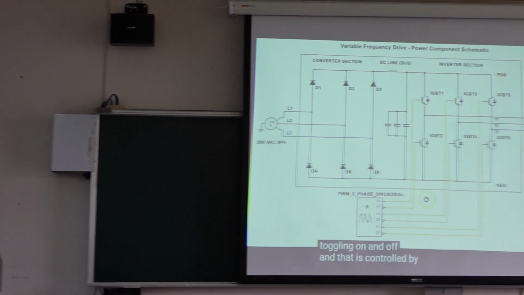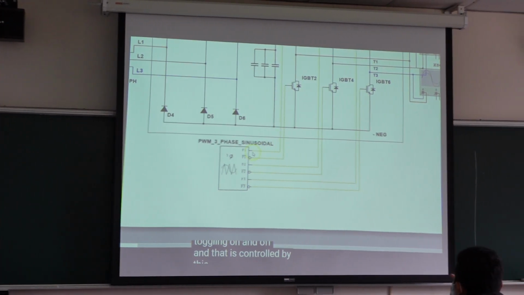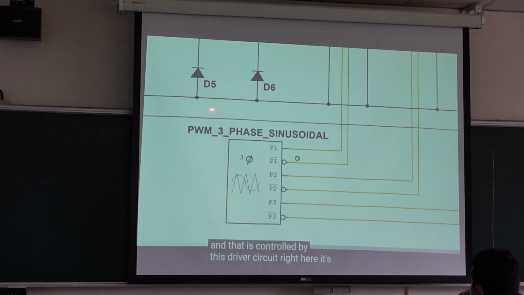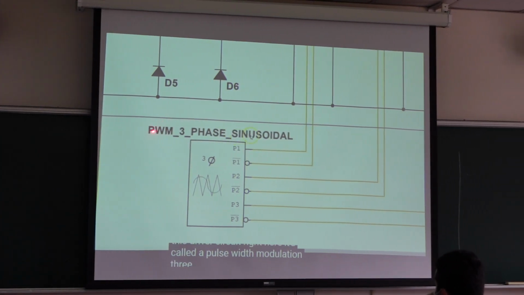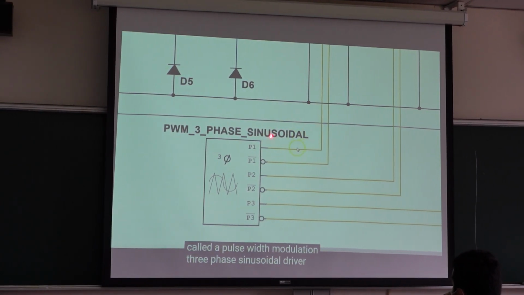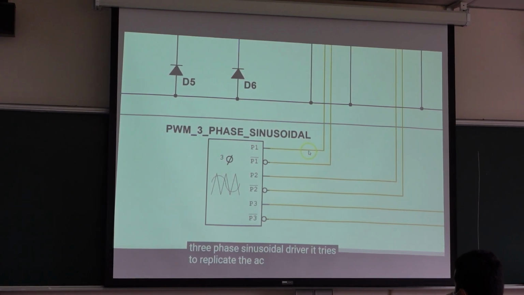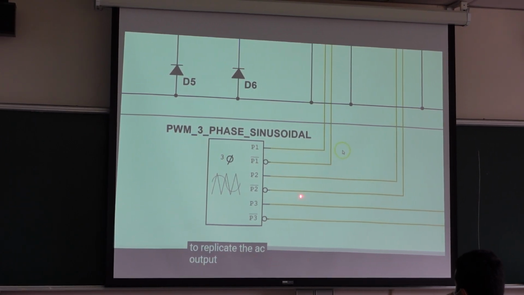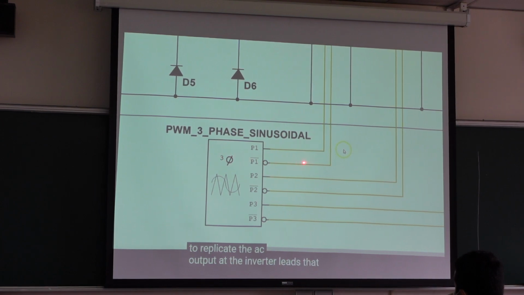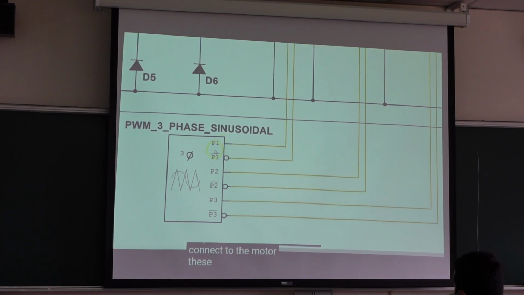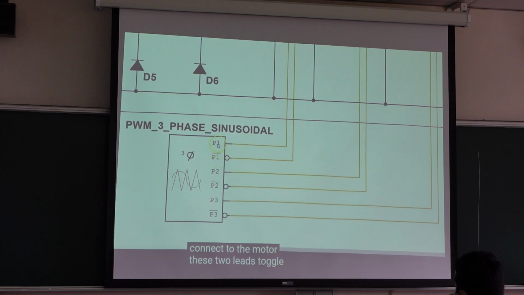That is controlled by this driver circuit right here. It is called a 3-phase sinusoidal pulse width modulation driver. It tries to replicate the AC output, so it converts at the inverter leads that connect to the AC motor. These 2 leads toggle.